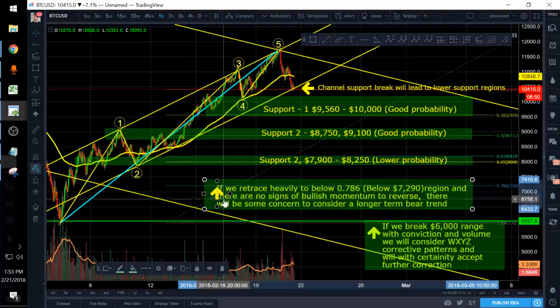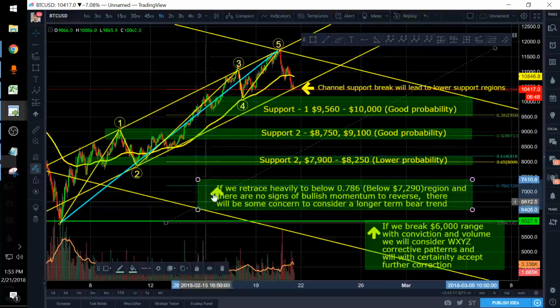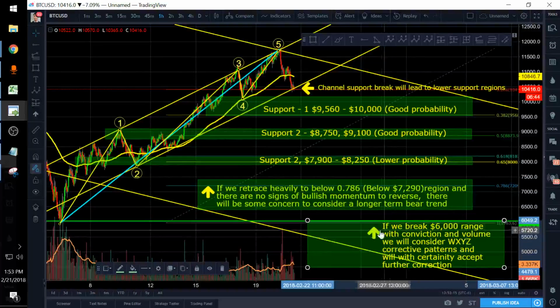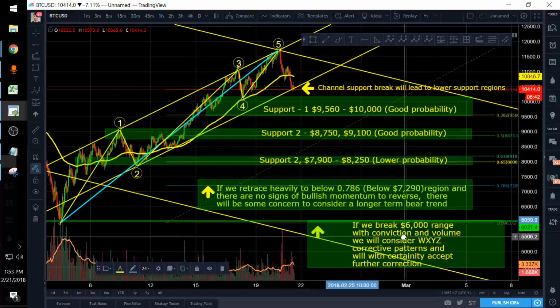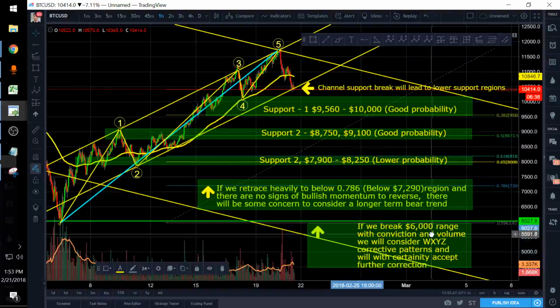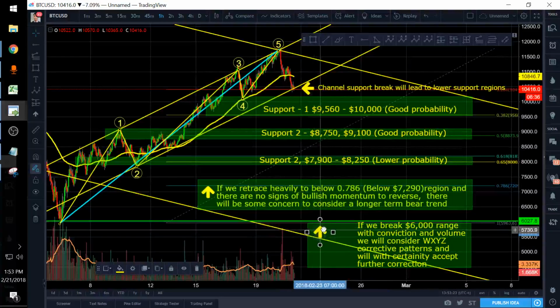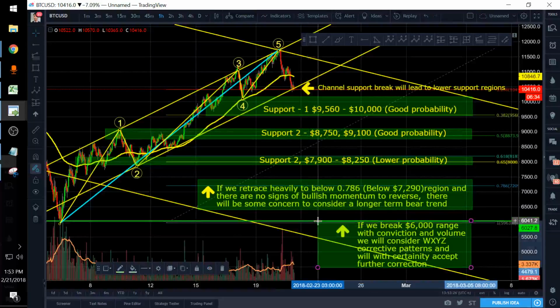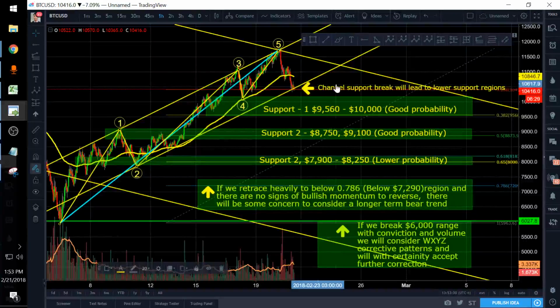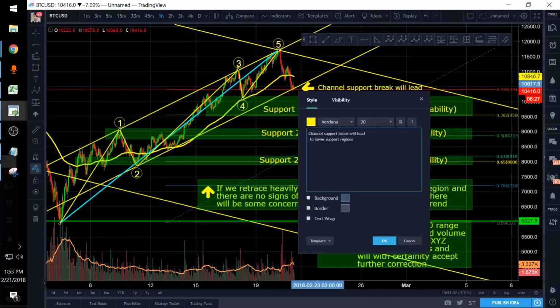When you guys are making your charts, be meticulous, okay? Be super duper meticulous always. There we go. This should make a lot of sense now, I think. Okay, cool. So summarizing, if this channel support breaks, it'll lead us to lower support regions, without a doubt, okay?